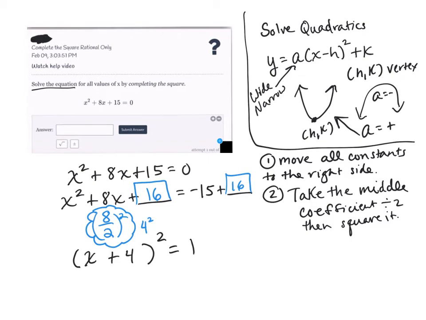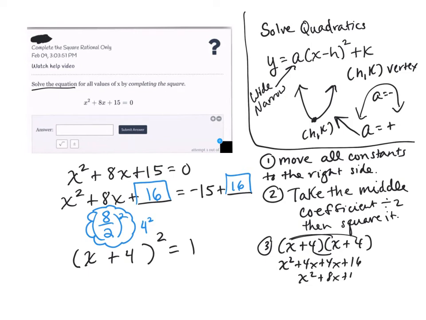Now, the reason why that works is because if I do x plus 4 times itself, I'm going to get x squared plus 4x plus 4x plus 16. And that's going to give me what I was looking for here. So again, I'm trying to make a perfect square that has 8x in the middle. So this is the only binomial I can use.